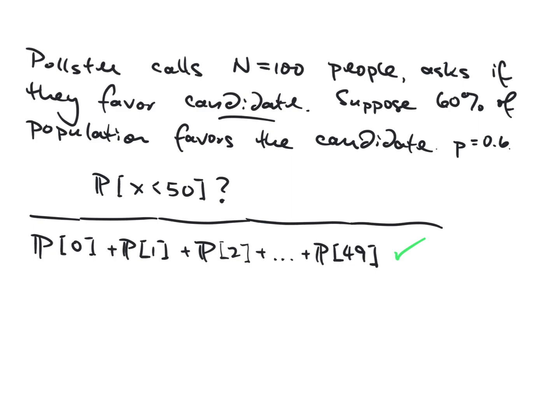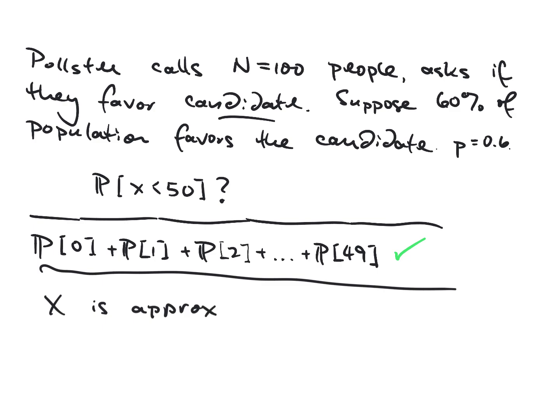Alternatively, we could use this fact that x is approximately normal. Well, if we're going to work with the normal distribution, for that we actually need two other pieces of information. We could solve this question if it were normal and we knew the mean and standard deviation, right?